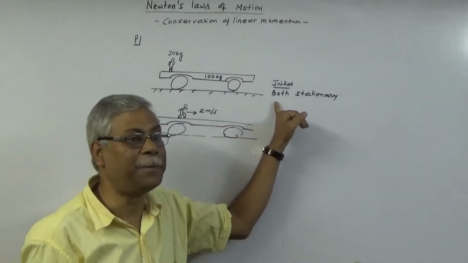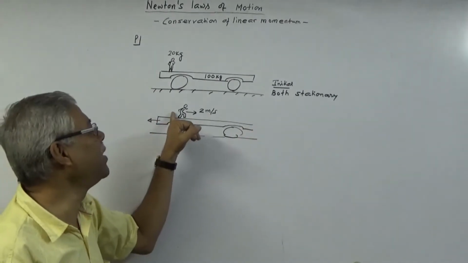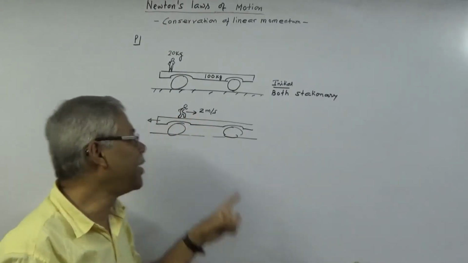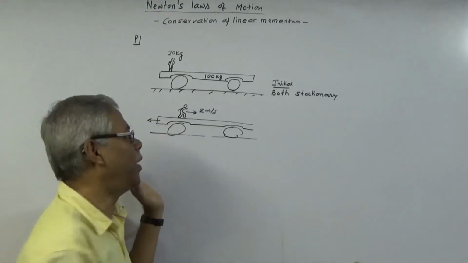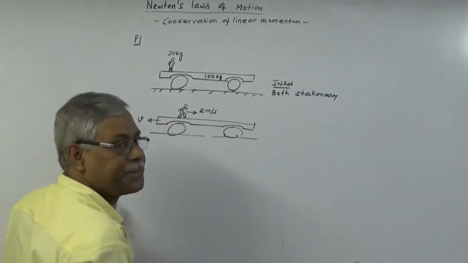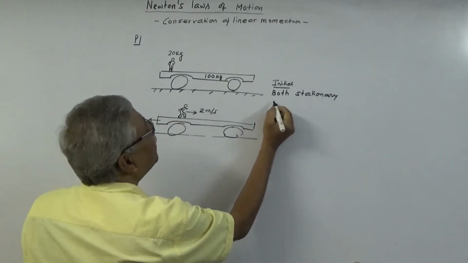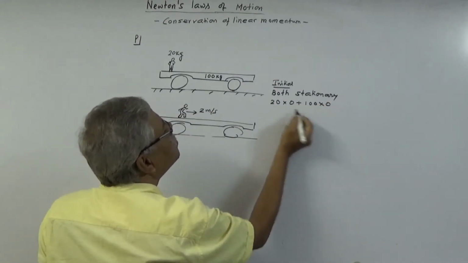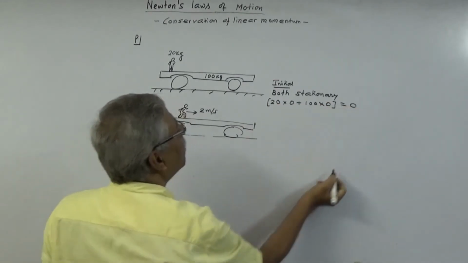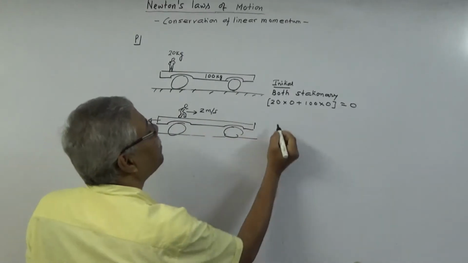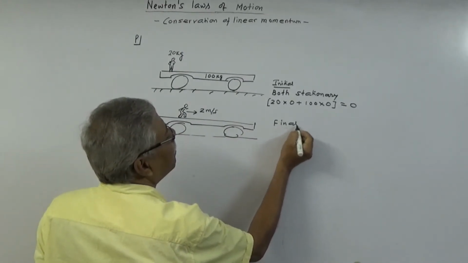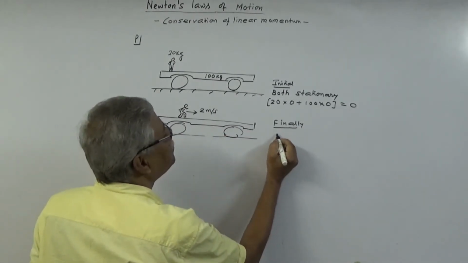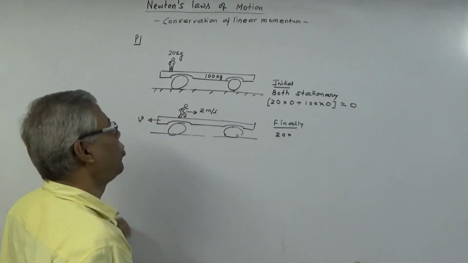What is the initial momentum? 0. And by walking, the kid has gained some momentum. In order to make the total momentum 0, the trolley has to move backward, suppose with a speed v. So what is the initial momentum? 20 into 0 plus 100 into 0, total equal to 0. This is the total initial momentum. Finally, what is the momentum of the kid?